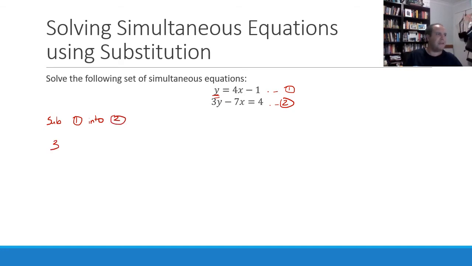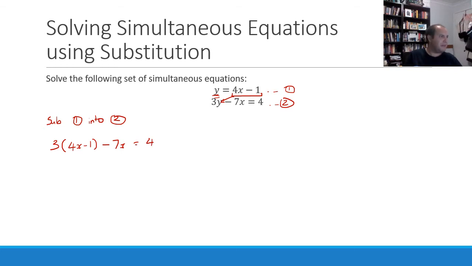So we've got y equals here. In this second equation, wherever we see a y, we are going to substitute it for this part of the equation. Because this first equation tells us that y is the same as, it's equal to, it's exactly the same as 4x minus 1. So instead of writing y, I can write 4x minus 1 because our first equation says they're the same thing. And then keep writing, minus 7x equals 4.